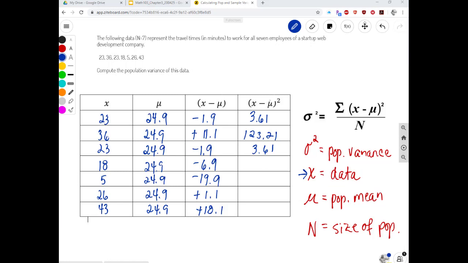47.61. I'm going to go ahead and square negative 19.9.